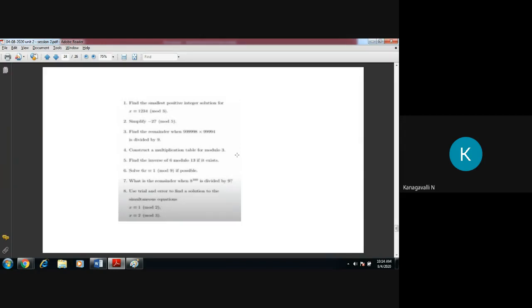At least try to solve the questions you know, right? Then the sixth, solve 6x equal to 1 modulo 9 if possible. Then the seventh question, what is the remainder when 8 power 100 is divided by 9? That is nothing but 8 power 100 modulo 9, in a similar way to our 11 power 7, right? In the last question, use trial and error to find a solution to the simultaneous equations: x congruent to 1 modulo 2 and x congruent to 2 modulo 3.